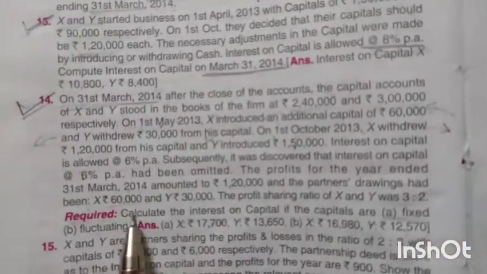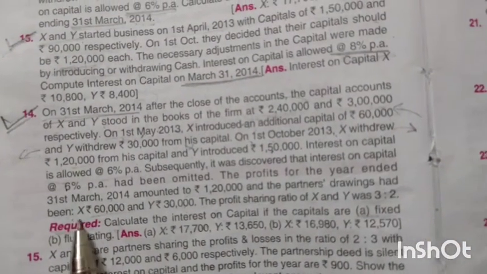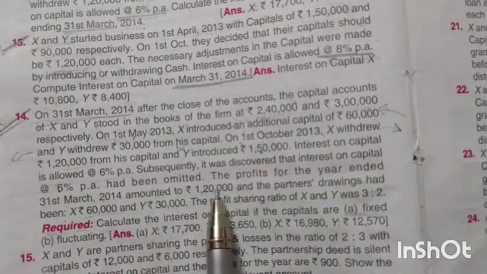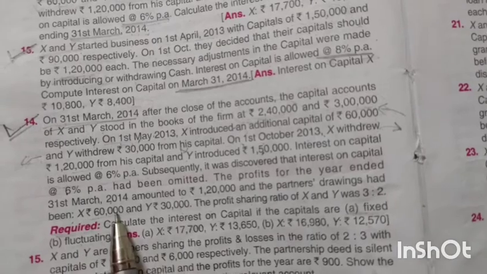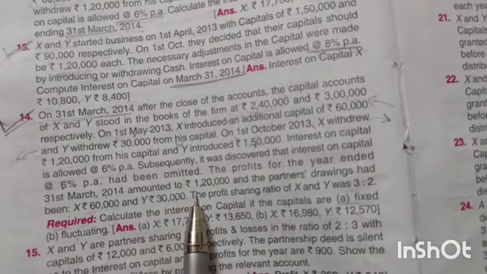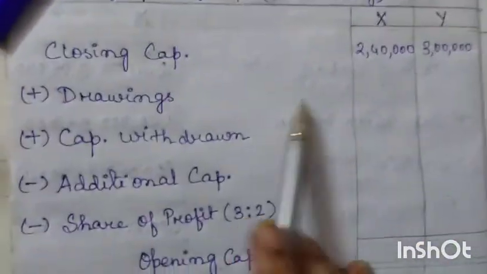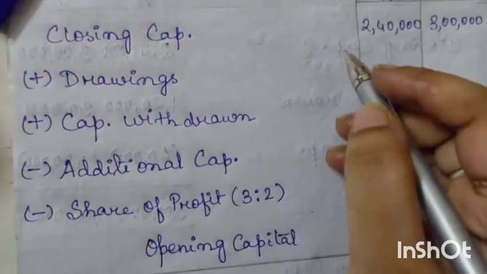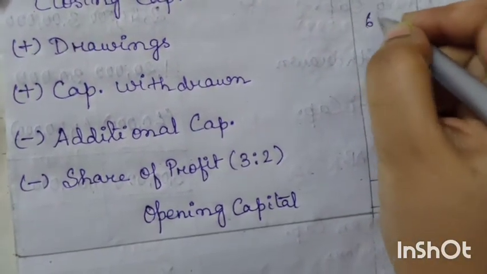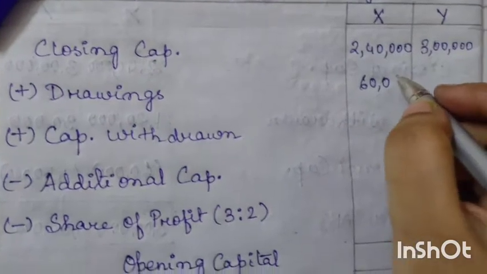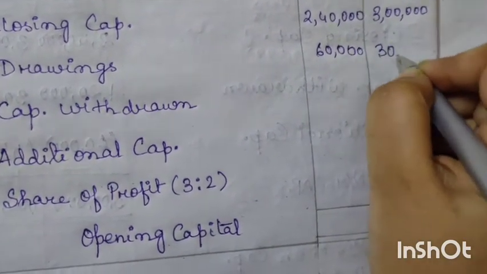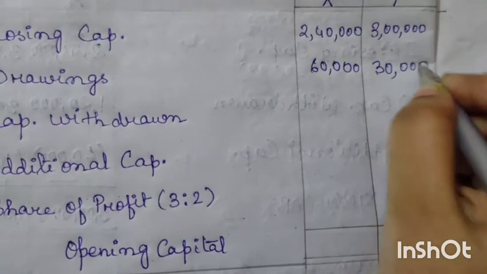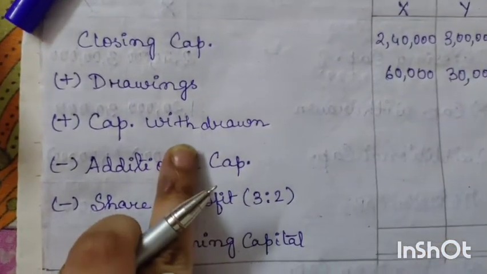Now let's see what was the drawings for X and Y. See the last part of the question. Drawings had been 60,000 for X and rupees 30,000 for Y. So we will write here in case of X 60,000 and in case of Y 30,000. Okay, now next part is capital withdrawn.